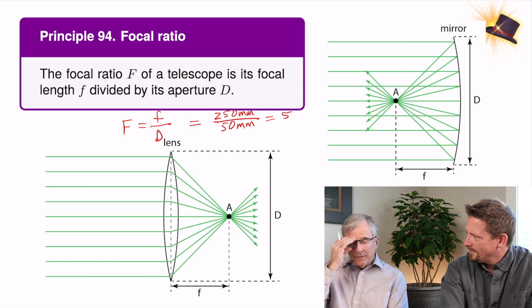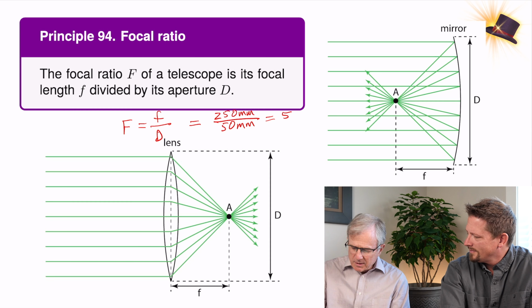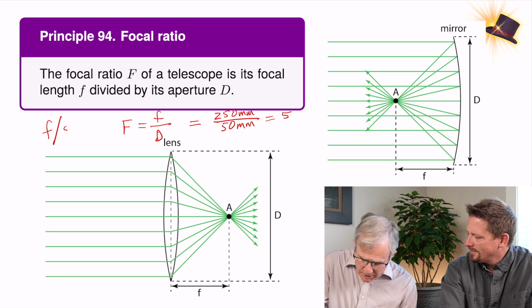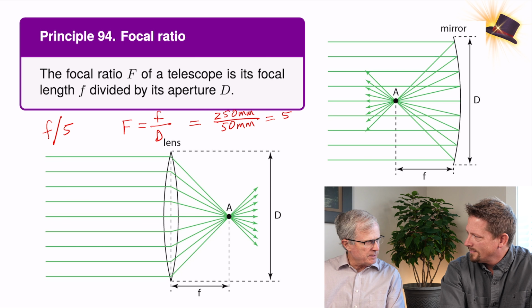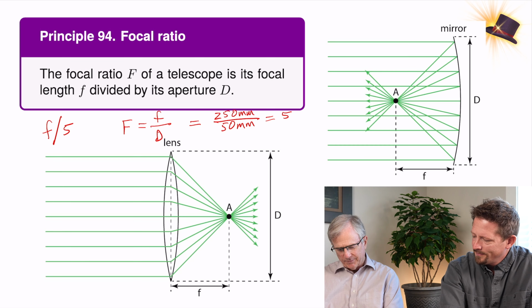Different people denote these in different ways. Sometimes they'll denote the focal ratio as f/5. That means exactly the same thing. It's a focal ratio, f/5. And that goes back to the whole idea of f-stops in cameras.